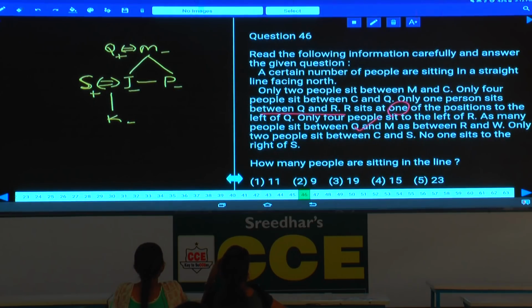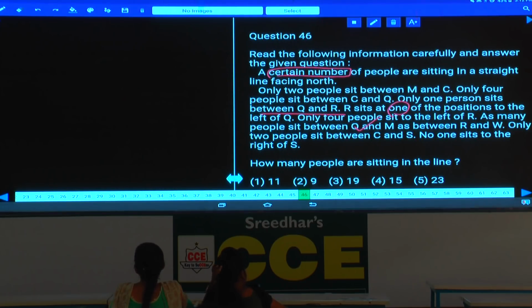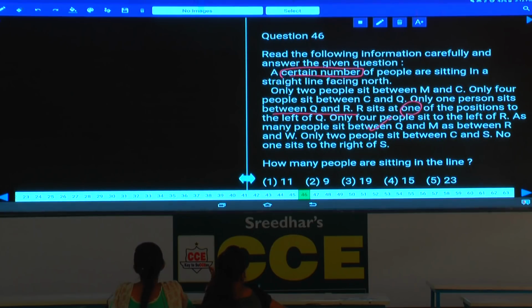Then 46 onwards, 46 to 49, 4 questions are based on a certain number of people. Those are the people writing the examinations, isn't it? You might have come across these types of questions in the original examination. For the last 2 years, this has been a regular feature in your examination.